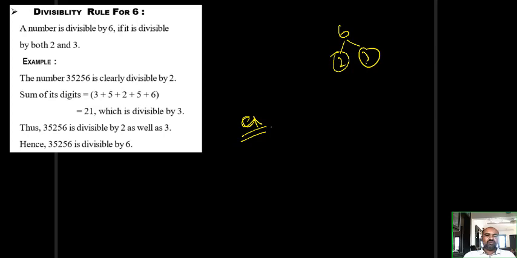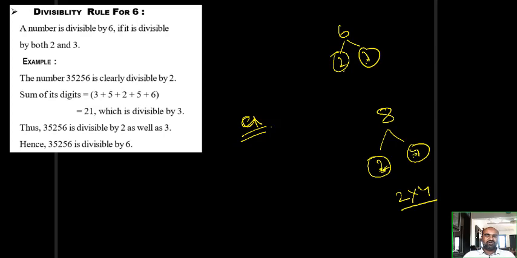If a number is divisible by 2 and 3, the total number is divisible by 2 into 3. The same thing we can't apply for every number. For example, 8 is given, 8 means 2 into 4. I can't say that if a number is divisible by 2 and divisible by 4, that number is divisible by 2 into 4, because these two are not co-primes.